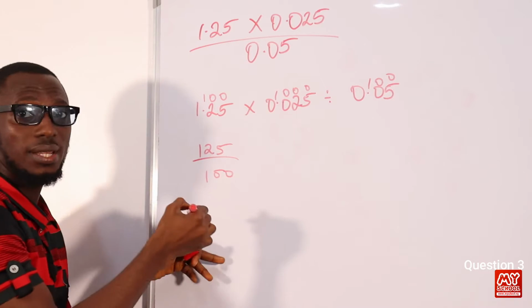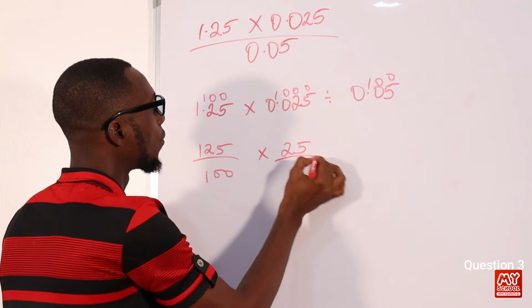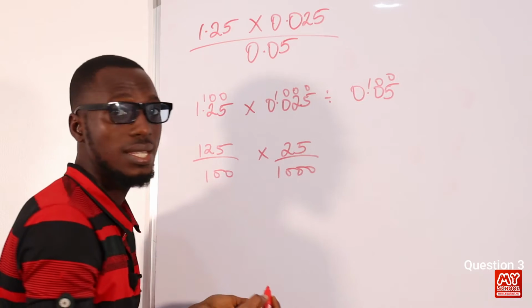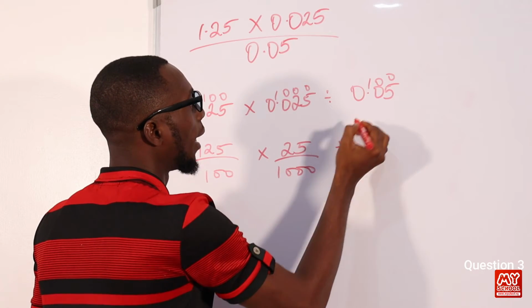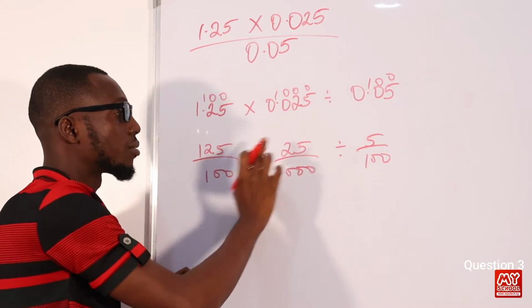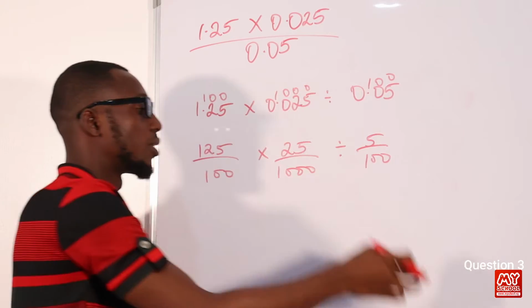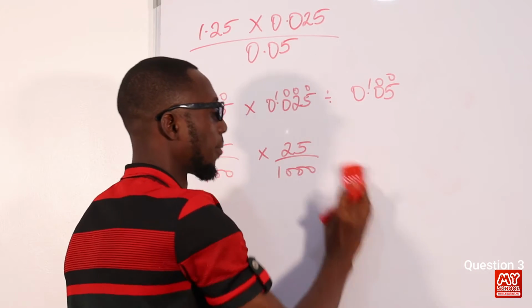I can decide to still break this down. Times, I have 25 over 1000, isn't it? Then I still have this divided by 5 over 100. So if I want to change this divide to times, the numerator and denominator will switch position. So I will have 100 over 5 instead.